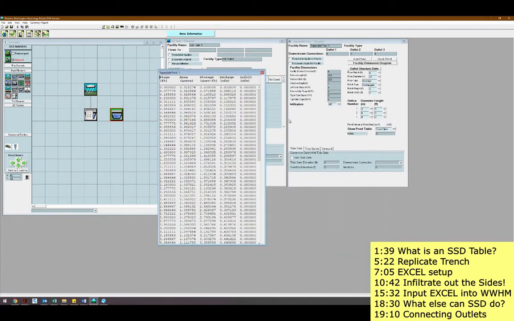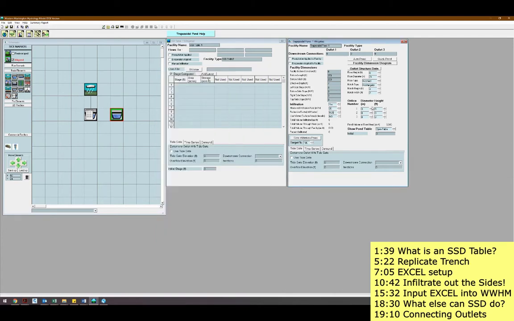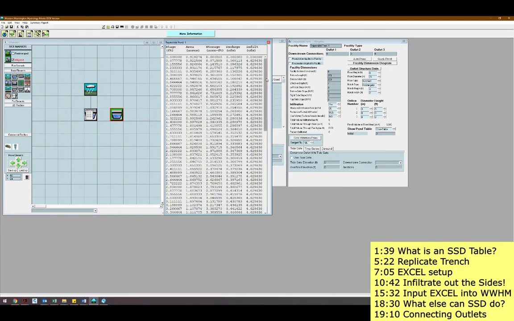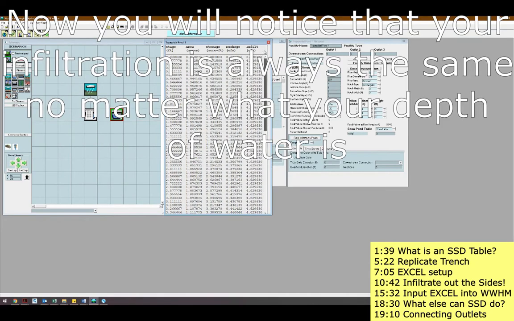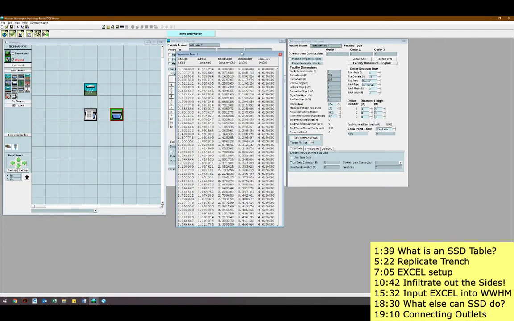Well, if I add infiltration into this pond, say I add in 20 inches per hour with a factor of safety of 0.25. Now, when I open this up, I'm left with this infiltration facility. Now, you will notice that the infiltration is always the same, no matter what your depth of water is. Now, is that actually accurate?